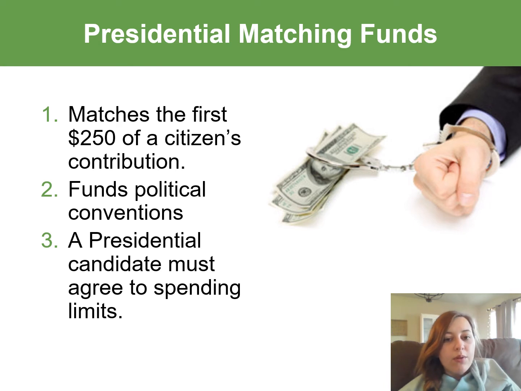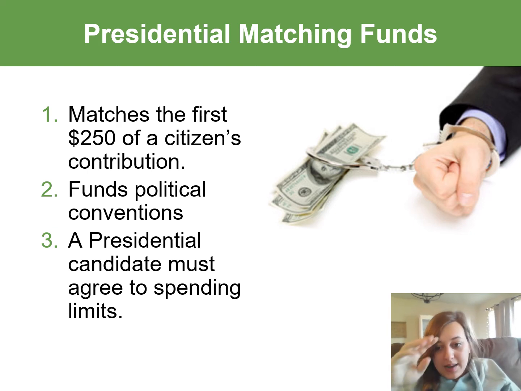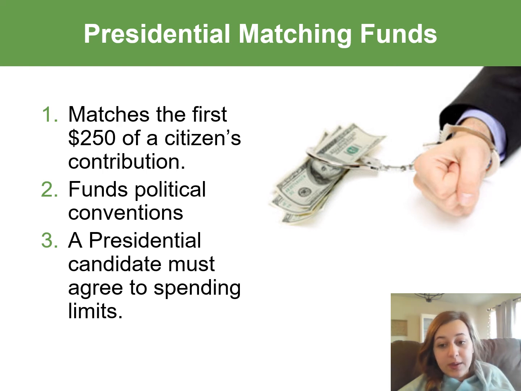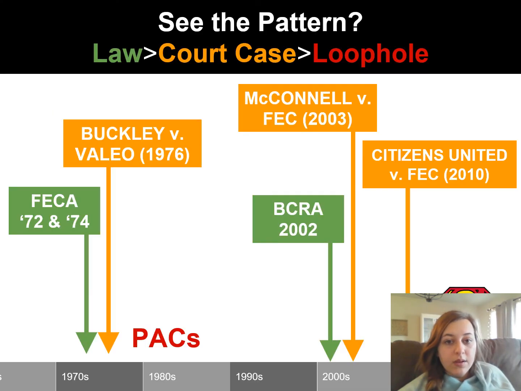Now, why would we redistribute income tax dollars to fund presidential campaigns? Seems kind of silly, right? But the kicker is if a candidate decides that they're going to take advantage of presidential matching funds, then they must agree to spending limits on campaigns. Now, the goal would be to reduce a candidate's dependence on large contributions from special interest groups. This is a problem, right? And so we're going to talk about how that comes to be.